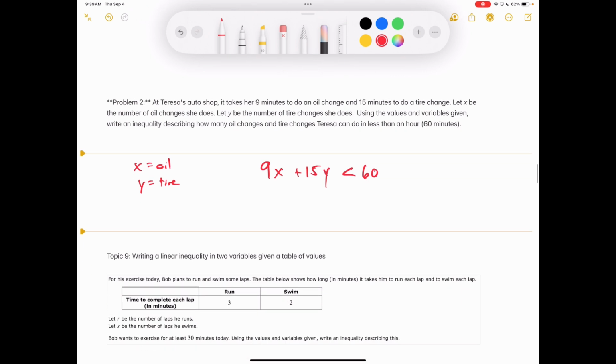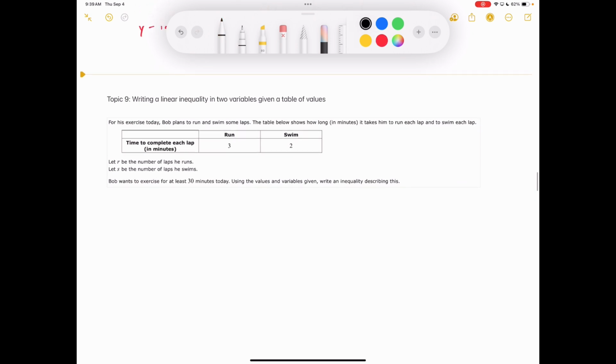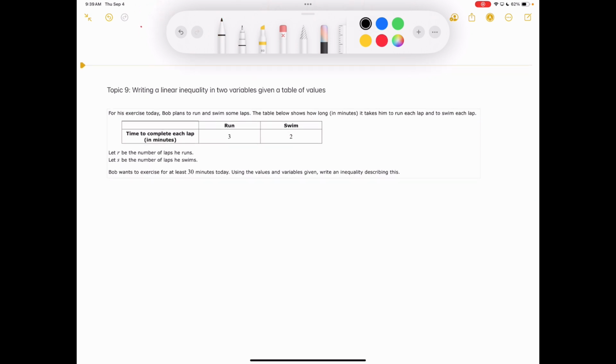All right, this one I actually think is the easiest one to do of all, but I don't know if it comes before or after that one. For his exercise day, Bob plans to run and swim some laps. The table below shows how long in minutes it takes him to run each lap and swim each lap. So let R be the runs and S be the swims.